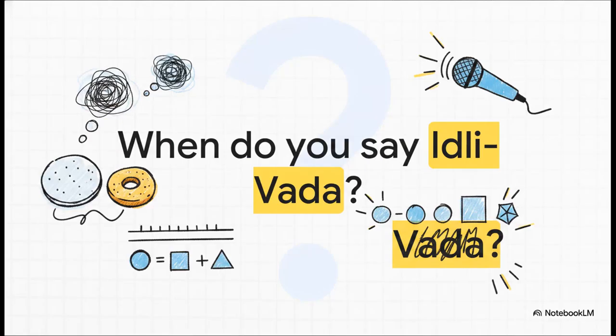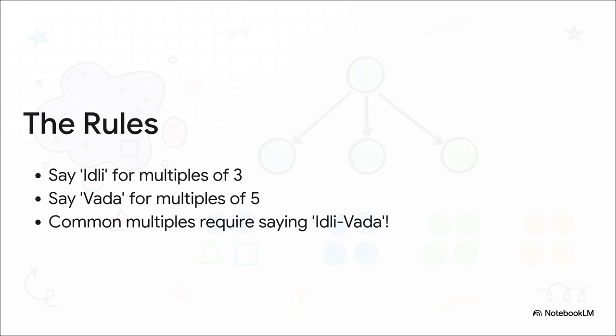But the real trick, the exact moment where the game gets totally chaotic and fun, is figuring out when you have to shout both snacks at the same time. So when exactly do you say Idli-Vada? Let's break down the rules here. We're essentially tracking two completely different rhythmic patterns. For the Idli pattern, we count by threes, 3, 6, 9, 12. For the Vada pattern, we count by fives, 5, 10, 15, 20.